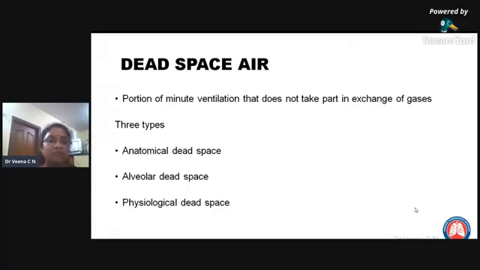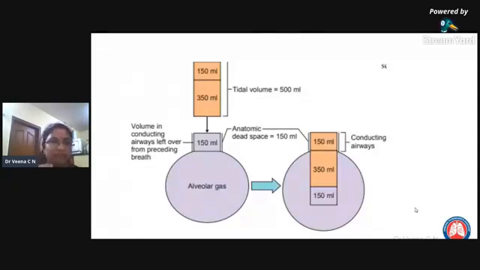Thus, the volume of the fresh air entering the alveoli during each inspiration equals the tidal volume minus the dead space air. From the previous example, if the tidal volume is 500 ml and the anatomical dead space is 150 ml, then the volume of the air entering the alveoli with each breath would be 350 ml, and the total volume of the fresh air entering the alveoli per minute would be 350 times 12, provided the respiratory rate is taken as 12 cycles per minute, which is 4200 ml, called alveolar ventilation.